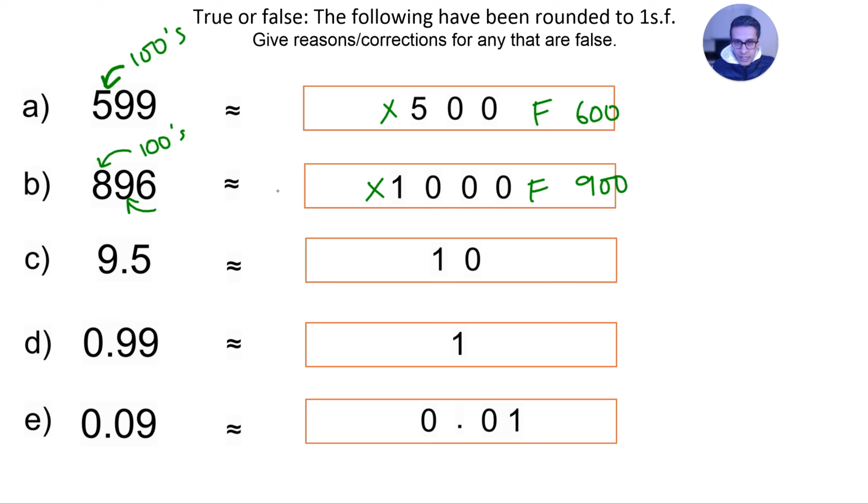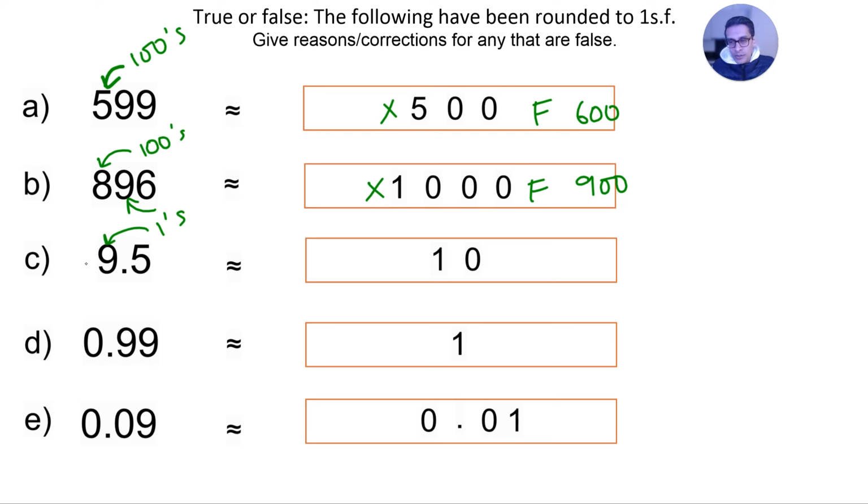Again, I'm going to repeat this: this topic has lots of silly mistakes by students in terms of rounding, so really make sure you're thinking hard about this. The method hasn't changed. Okay, so 9.5. This is the first significant figure, which is in the ones column. So rounding to the nearest one.